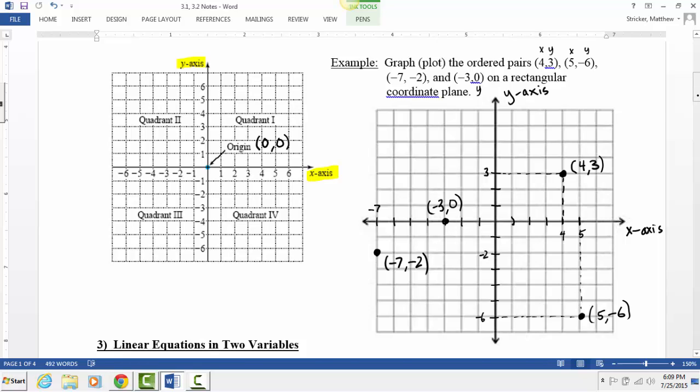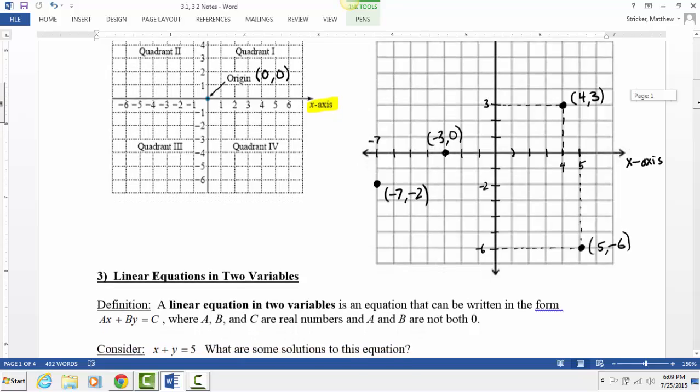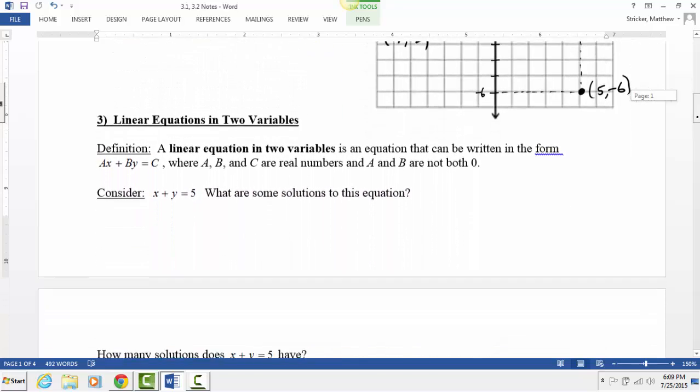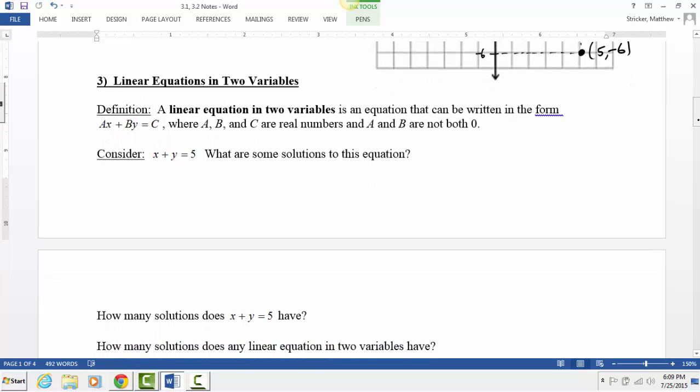Okay, so we've talked about points. Again, this is crucial that everybody knows how to graph these points. Now let's start talking about linear equations in 2 variables a little bit more. Specifically, how are we going to graph these?